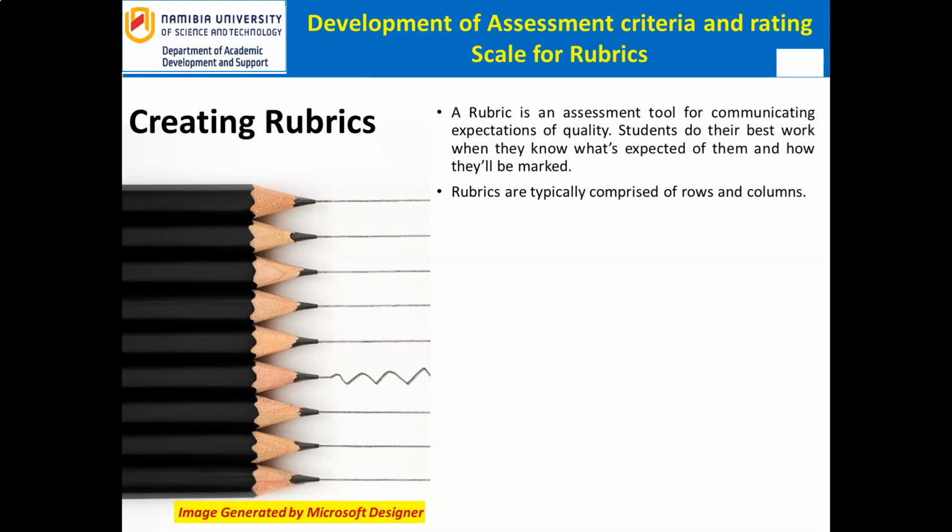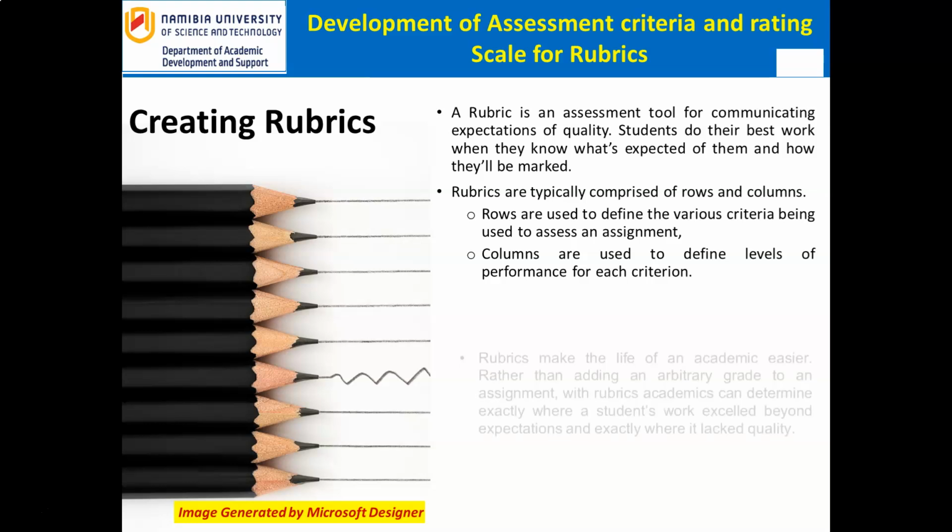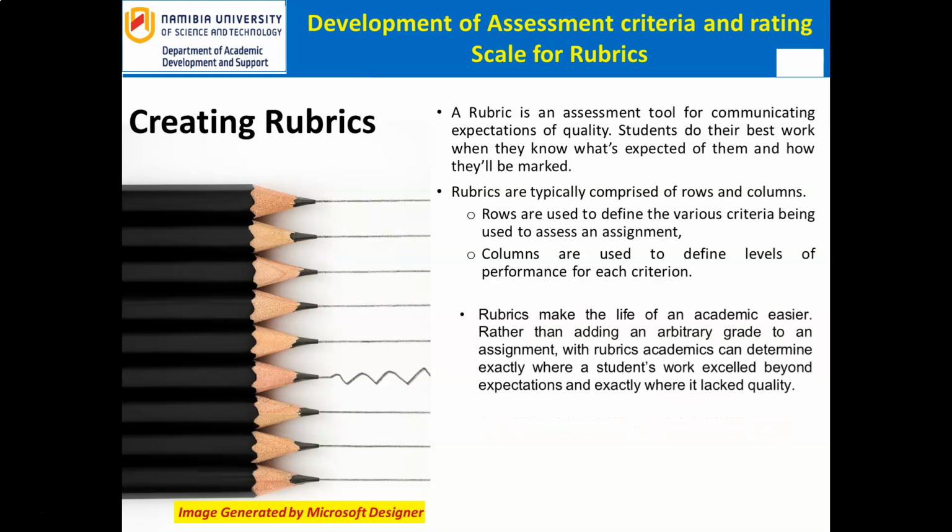Rows are used to define the various criteria being used to assess an assignment. Columns are used to define levels of performance for each criterion. Rubrics are generally something that makes the life of an academic easier. Rather than adding an arbitrary grade to an assignment, with rubrics academics can determine exactly where a student's work excelled beyond expectations and exactly where it lacked quality.